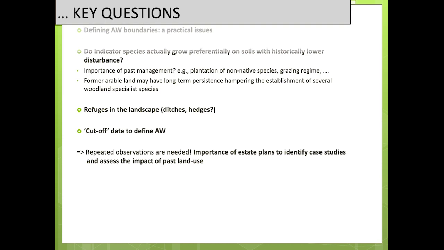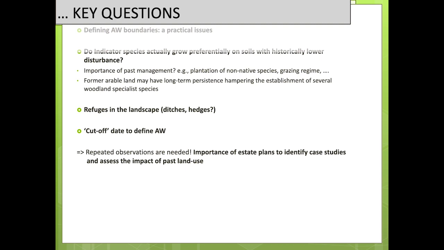I throw here some questions which are not all mine. They are questions that you find by, for instance, Monika Wulf in Germany, by Dupouey in France, by Hermy and Verheyen in Belgium. Do indicator species actually grow on soils with historically low disturbance? Are they really indicators of ancientness, or are they indicators of low disturbance of the soil? What is the importance of past management, plantation of non-native species, the grazing regimes that have changed over time? All these factors might have influenced the ecology of the woods today and also blur the distinction between ancient woodland plant communities and more modern woods.